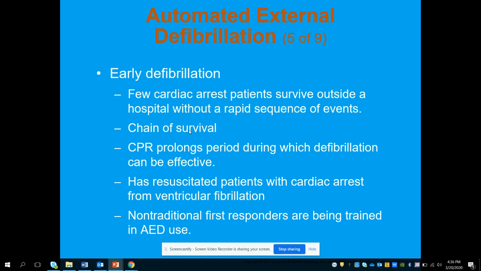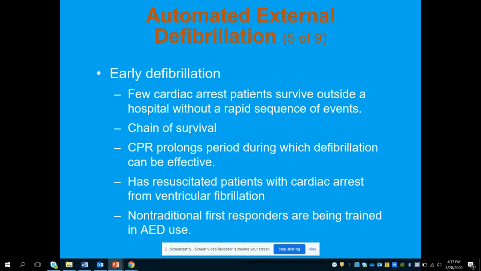Few cardiac arrest patients survive outside the hospital without a rapid sequence of events. So early defibrillation is very key here. Having access to an AED, getting hands on that chest and doing those continuous compressions is very important, making sure that we're doing good CPR. This is prolonging the period during which defibrillation can be effective.